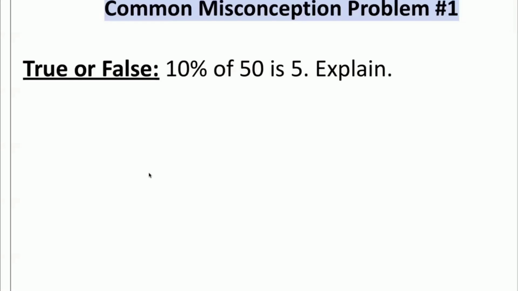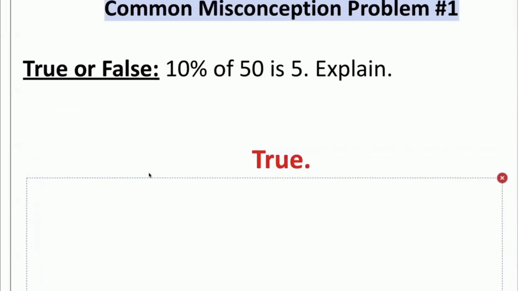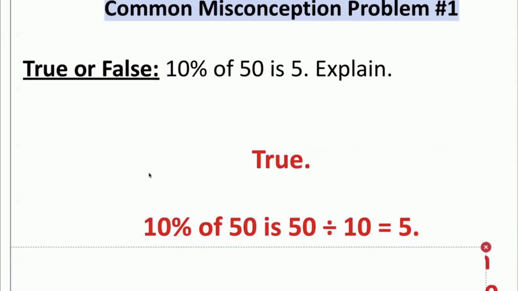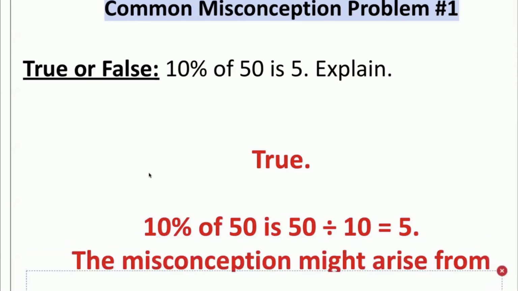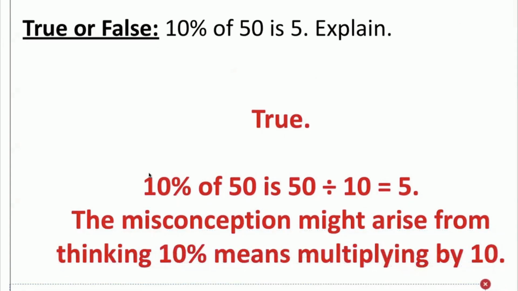Common misconception problem 1 says true or false, 10% of 50 is 5. Explain. For this one, you should have gotten true. 10% of 50 means 50 divided by 10, or 50 times 0.10. And if you said false, remember, we're not multiplying by 10. That's a common mistake people make. Let's take a look at our next common misconception problem.